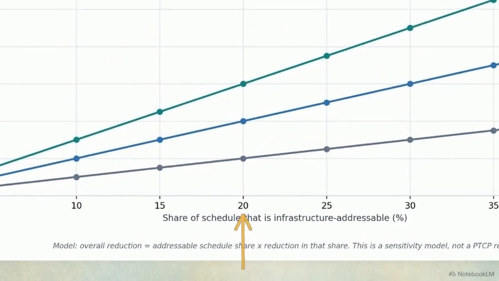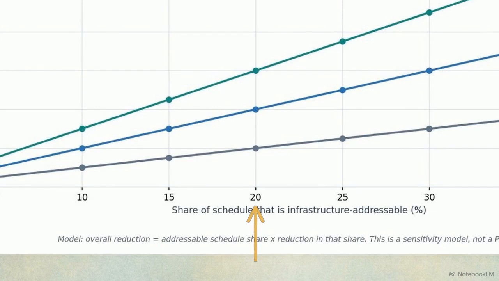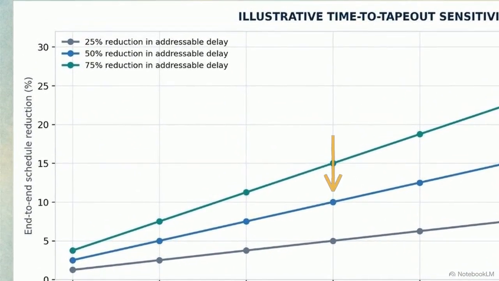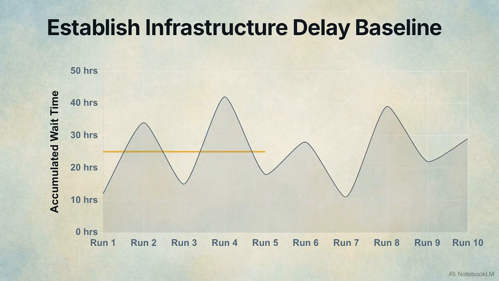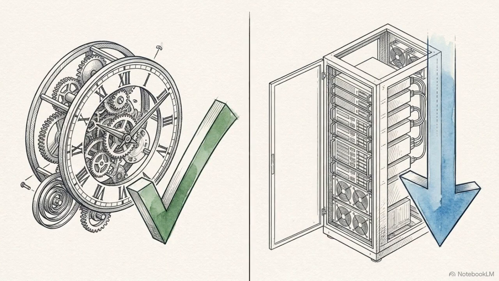If infrastructure accounts for 20% of the total delay, and PTCP successfully eliminates 40% of that specific delay, tracking up to the middle curve shows a direct end-to-end schedule reduction of 8%. Precision measurement of this addressable baseline is mandatory. You must establish this foundational variable before calculating the enterprise value of recovered engineering hours or avoided compute costs.